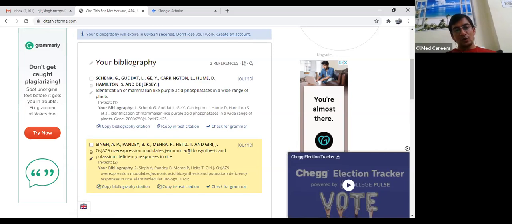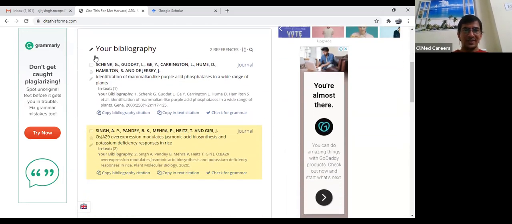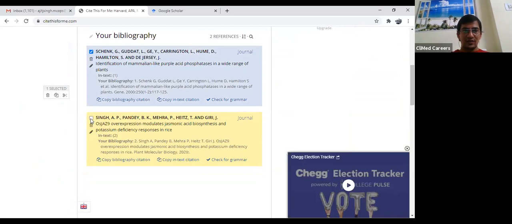You can make a bibliography of up to 50 articles at once. And if you want more, you have to create an account and then it will increase, correct? But it is not paid actually. If you want to go for more than 100, then you have to pay something, but less than 100 you can make it like that. And now nothing to do, you can just copy and paste.